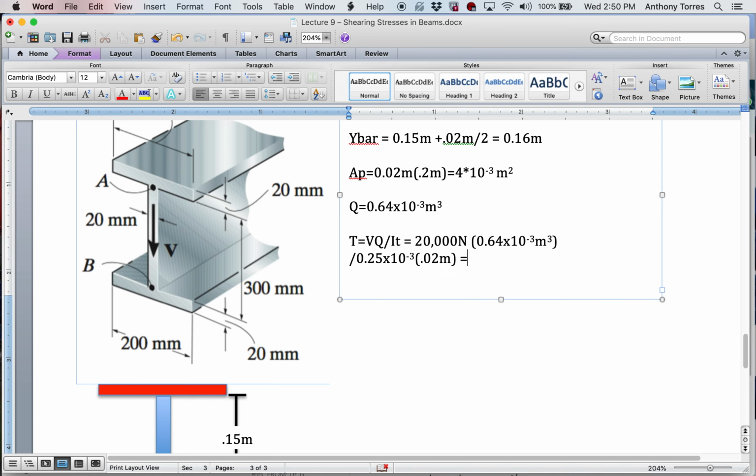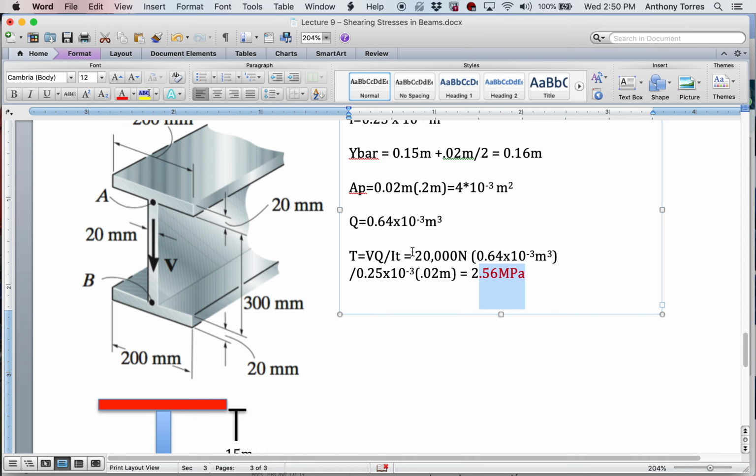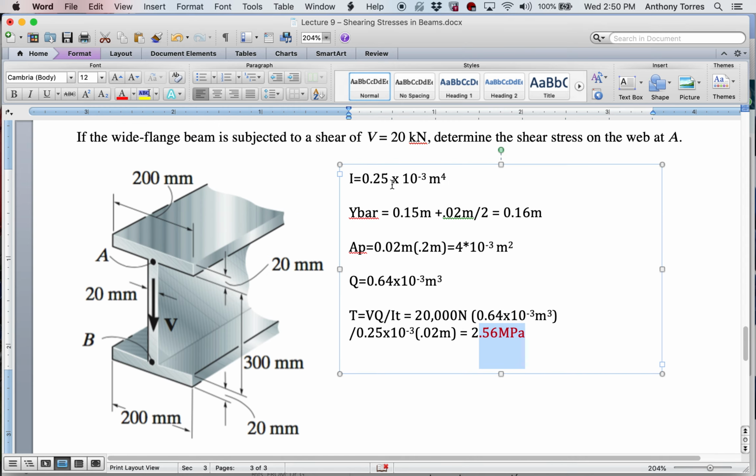I do all that, and if I leave it like this, I'll get a big number, which converts to 2.56 megapascals. And that's the answer to this problem. Again, I just wanted you all to be able to realize that we need to get a Q through A prime and y bar, plug that into the equation. You'll eventually need I, which will probably be given to you or be a simple shape, actually. So I need to highlight everything here, and that's it. That's all for these problems for these examples.